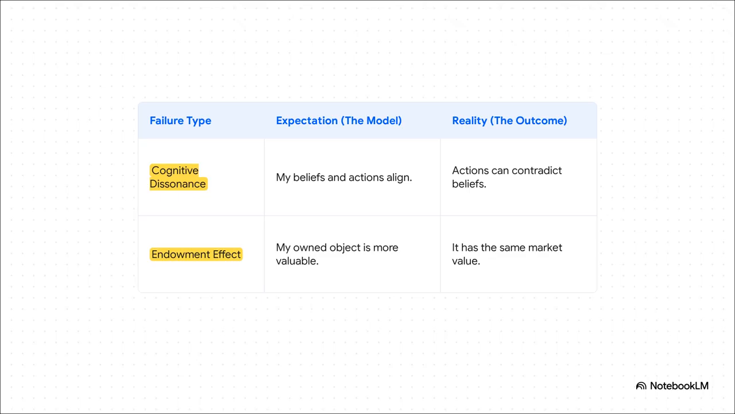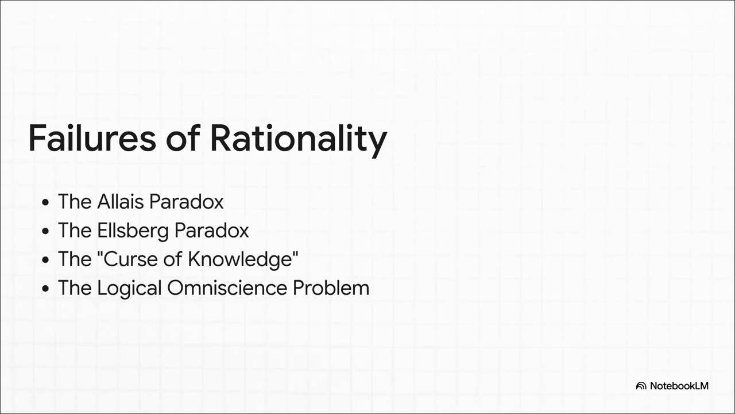Or how about the endowment effect? This is where our mental model tells us that the mug we own is somehow more valuable just because it's ours. We totally ignore the fact that an identical mug in the store costs the exact same amount. In both cases, you've got a direct collision between our internal blueprint and the real world. And honestly, the list of these failures just goes on and on.